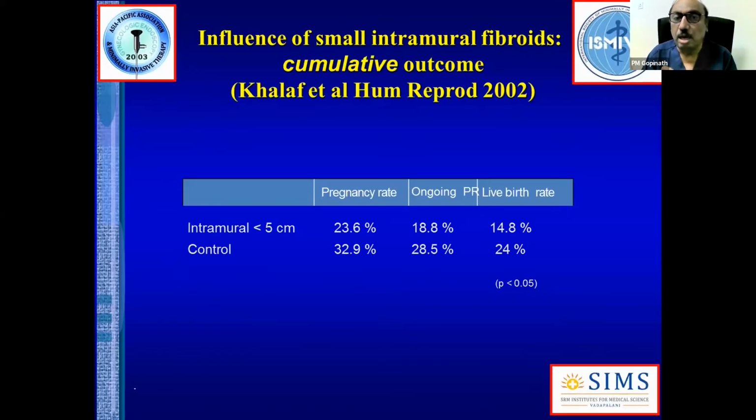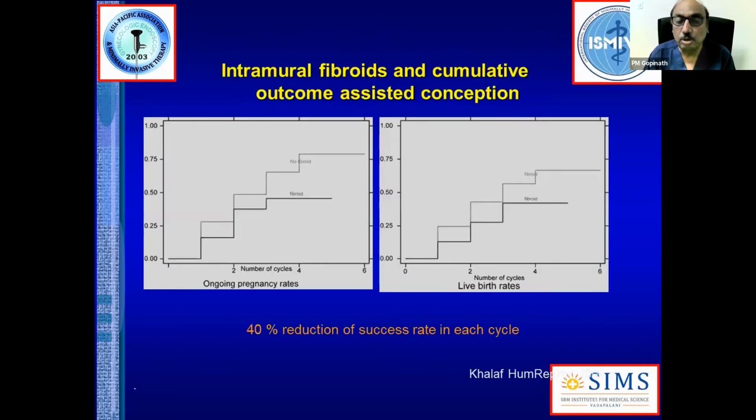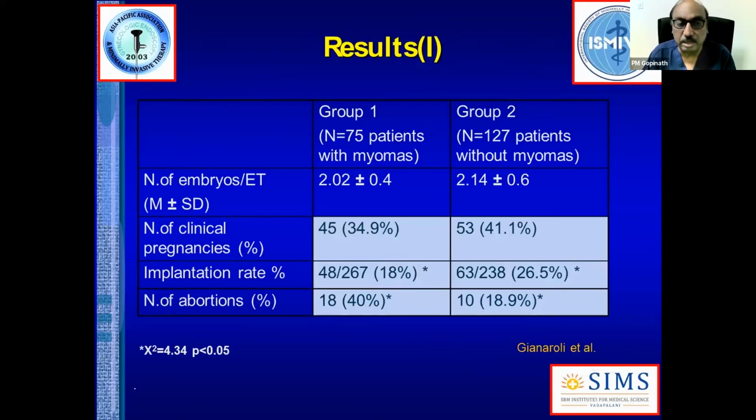So for small fibroids, less than 5 centimeters, you will see in a control it is about 32.9 against a pregnancy rate of around 29 in another study here. Overall, when you take an ART, the ongoing pregnancy and live birth are reduced by 40% in the successive cycle. So that means if you want to improve your IVF rates, you have to go in for an intramural fibroid removal, in whichever form is comfortable to you, before you plan for assisted reproduction.